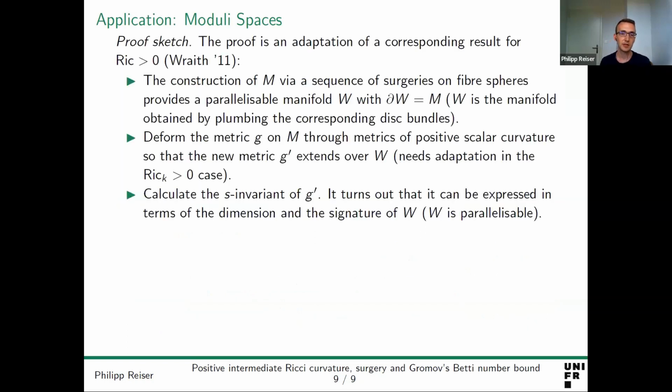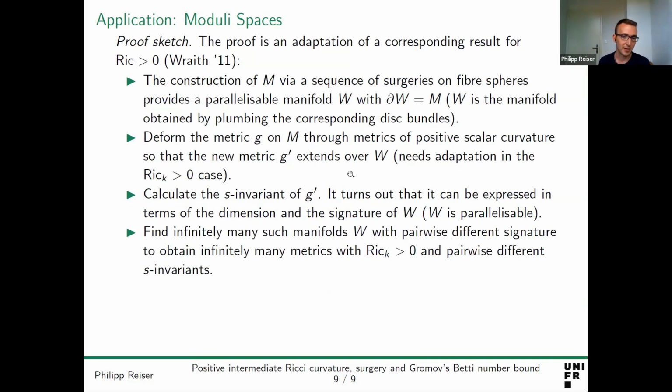And now we calculate the Bär-Stolz S invariant of this new metric. So this is an invariant of path components of the moduli space. So it takes a component and just assigns a real number. And in this specific case, if this W is parallelizable, then there's a very easy formula for this, and it can simply be expressed in terms of dimension and the signature of W.